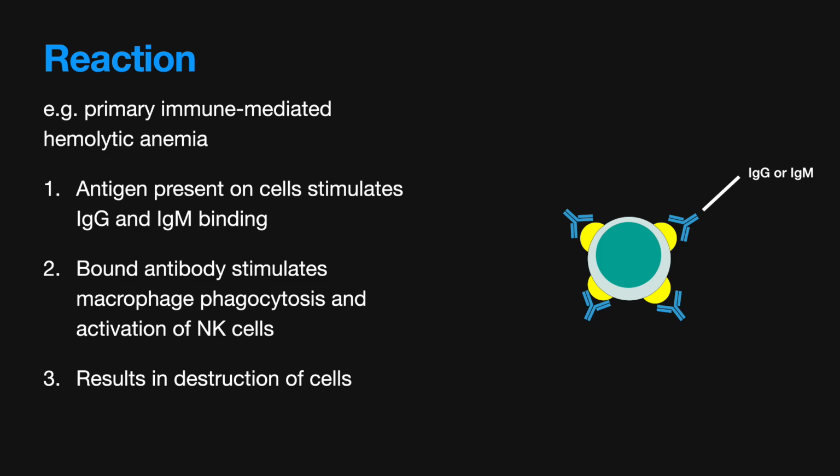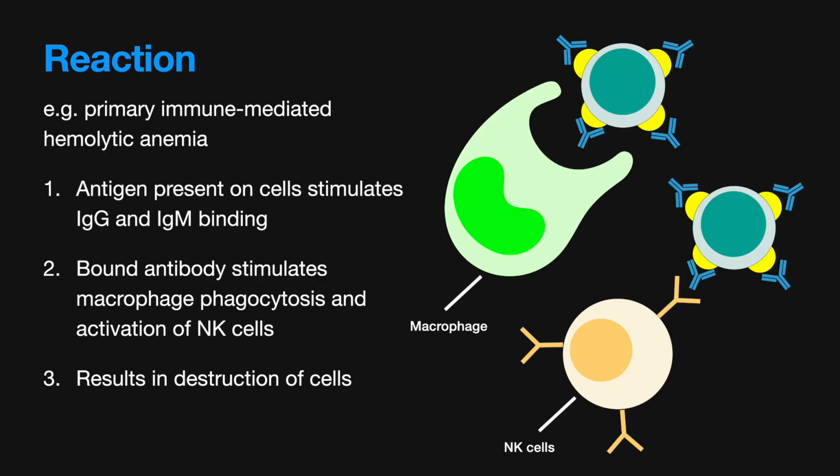We will start with discussing classic type 2 hypersensitivity reactions like primary IMHA. In these conditions, antigen present on cells stimulates IgG and IgM antibodies to bind. That bound antibody then stimulates phagocytosis of the cell by macrophages, as well as activation of NK cells. This ultimately results in the destruction of the cell.